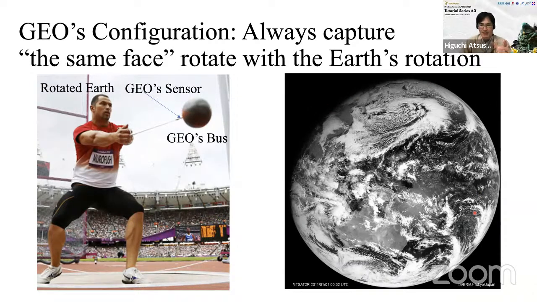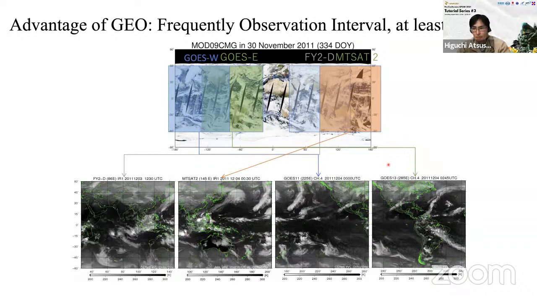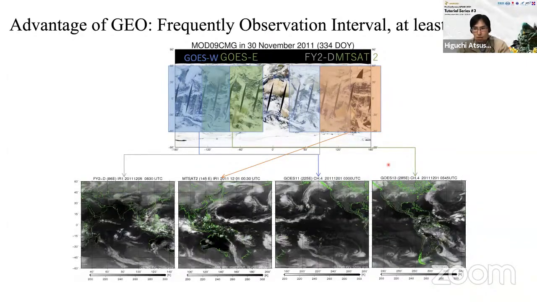The whole Earth can be captured by geostationary satellites with the same face, like this. This is a good advantage of geostationary meteorological satellites: they can always capture the same face of the Earth, but they are so far from the Earth. This means the spatial resolution is not as good compared with low elevation satellites. But the advantage is that geostationary satellites observe more frequently.